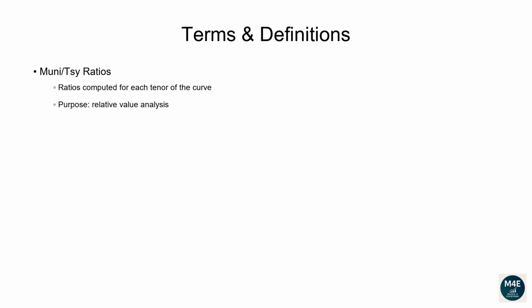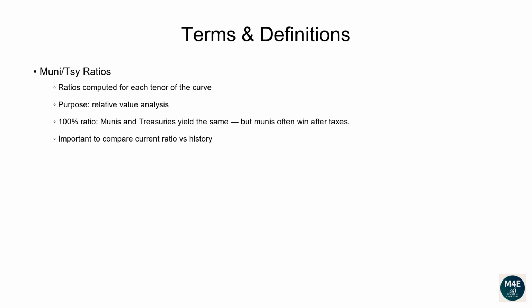Therefore, professionals want to know, am I getting enough extra yield in munis compared to risk-free treasuries? If, for example, the 30-year ratio is 100%, that means the 30-year tax-exempt muni yield is the same as the 30-year treasury yield. However, the treasury yield is taxed, whereas the muni yield usually is not. Hence, in this case, you'd be better off holding a muni bond. In general, if the ratio is below 100%, one may think munis are rich compared to treasuries.